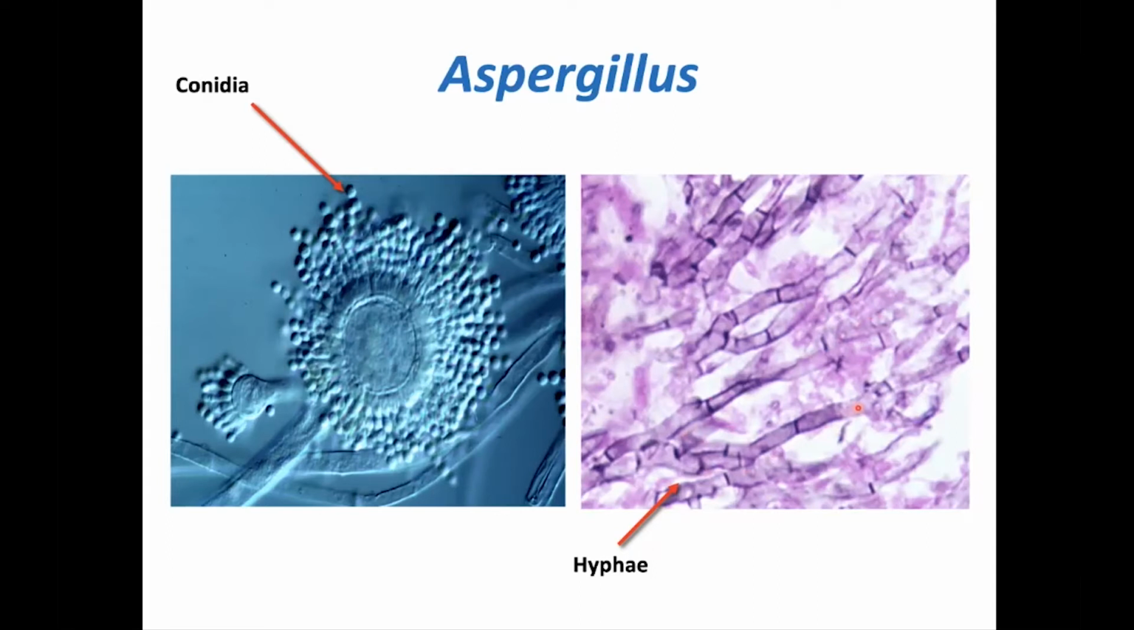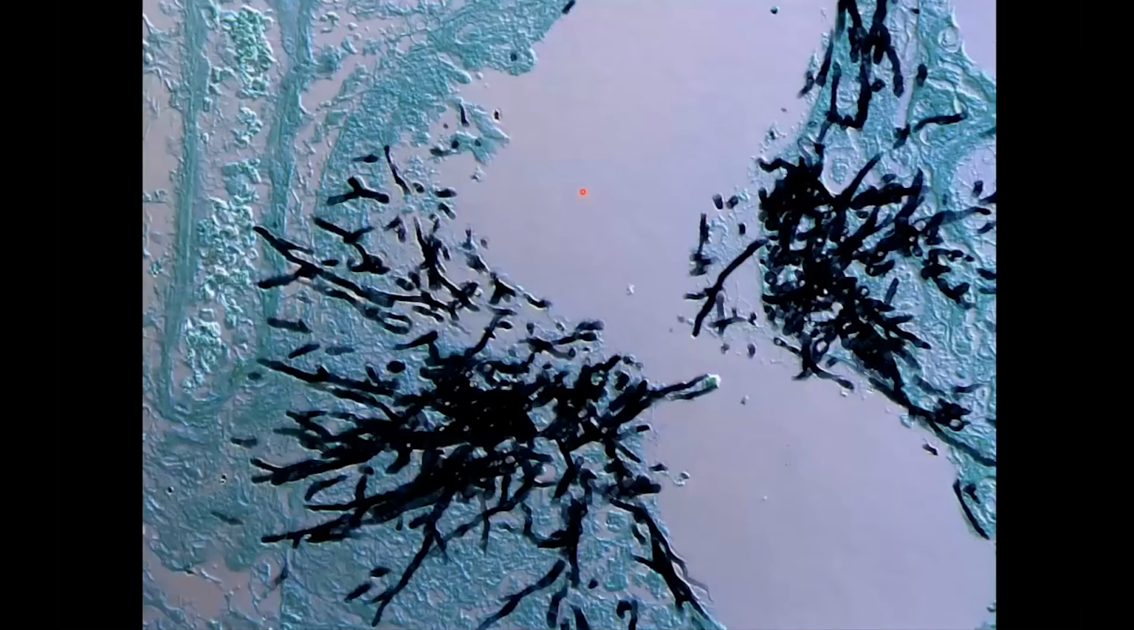That leads to angioinvasion. This is a blood vessel of a mouse that is infected with this GMS positive Aspergillus, occlusion of blood vessels, necrosis, which causes devastating clinical problems.